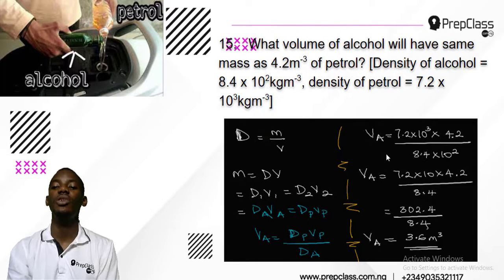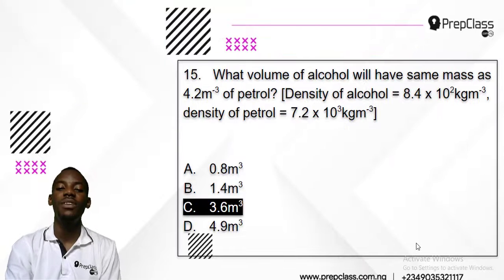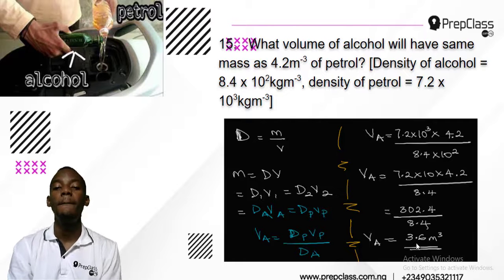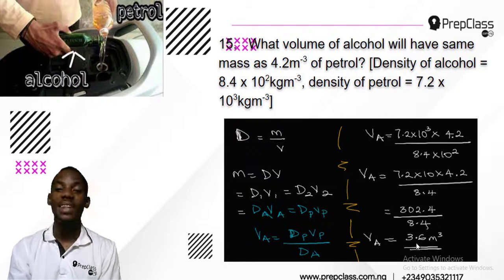Now the next thing to do is to bring the numbers side by side. That's 10 to the power 2 below, 10 to the power 3 above, so I'll have only one 10 on top. It will become 7.2 times 10 times 4.2, divided by 8.4. Now multiply all the ones on top. It will become 302.4 divided by 8.4, which will give me 3.6 meter cube. And that brings me to my answer as 3.6 meter cube. Don't forget that it came from the relationship between density and volume, coming from the formula of density. I just equated density and volume, and I made it separately, D1 V1, D2 V2, and I used it to find my VA, and that is my answer.